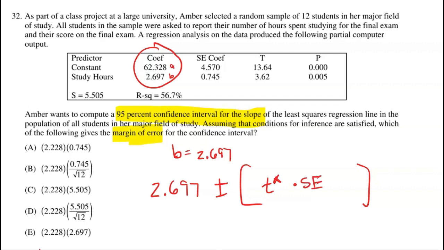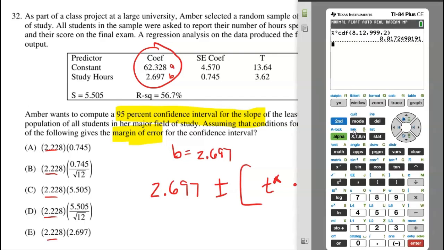Now, if we look at that, all of them have the same critical t-star. So that's not going to determine the correct answer, but I do think it's worth showing where that came from. They want me to be 95% confident. So when I go to invT to find my t-star, I want to put 0.025 as the bottom area. Again, 95% in the middle, 5% gets left out, 2.5% at the bottom, 2.5% at the top because of symmetry. So when you use invT, the area it's asking for is the area at the bottom, which in a 95% interval would be 2.5%.